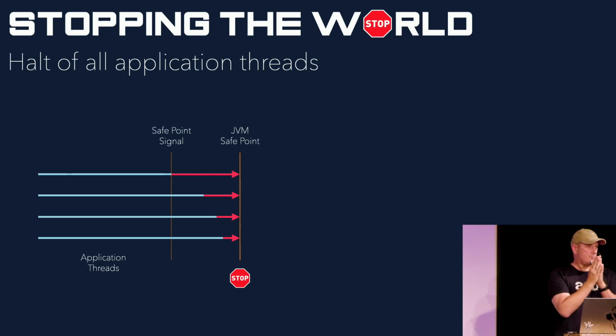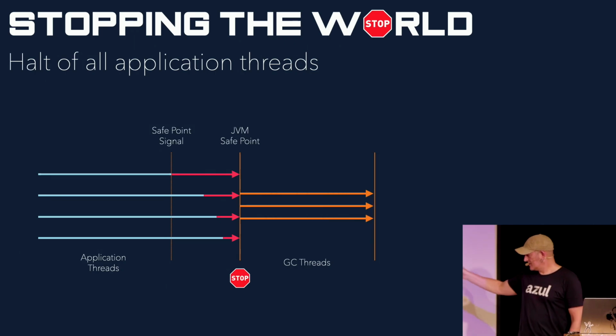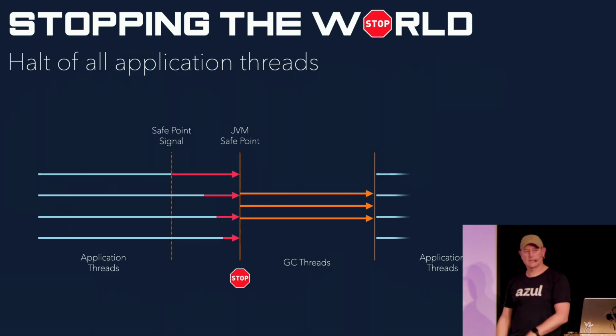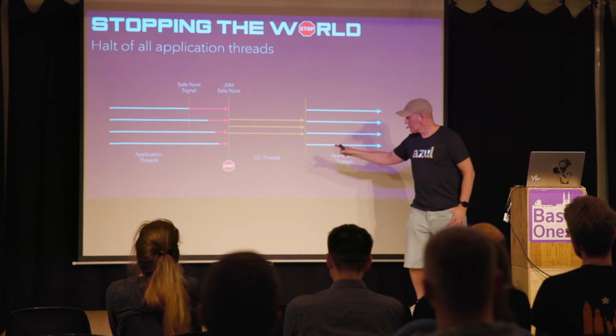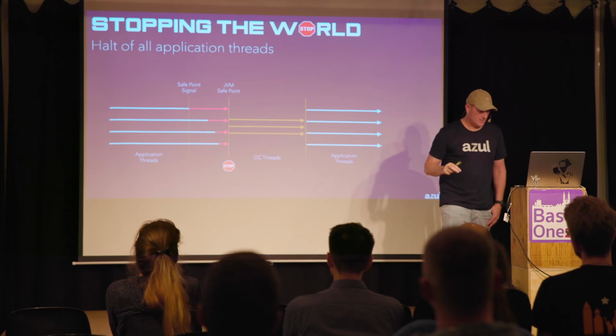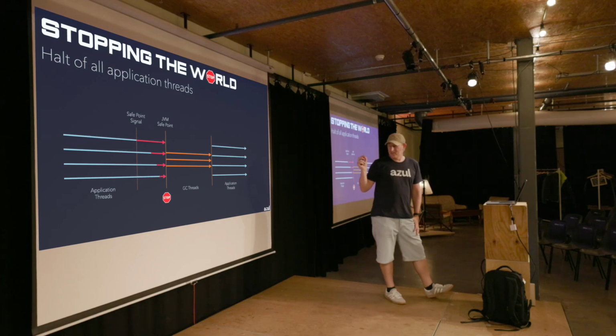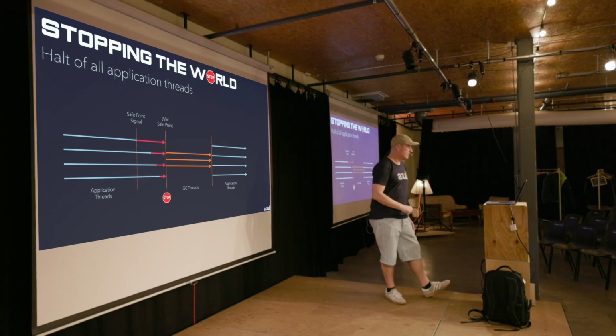Once all the application threads have stopped, we reach a so-called JVM safepoint. That means all threads are safe now. Now we can do garbage collection. So then we do the garbage collection, either with one thread or multiple threads. When this is done, we continue running the application threads. And this orange pause, that's the stop the world pause. Depending on the application heap size and the garbage collector, it can be up to tens of seconds. So we saw that.